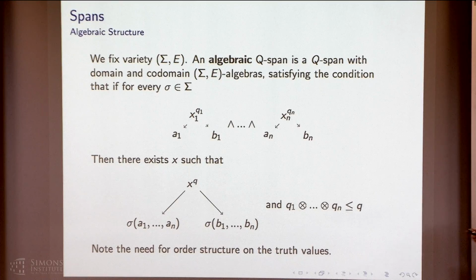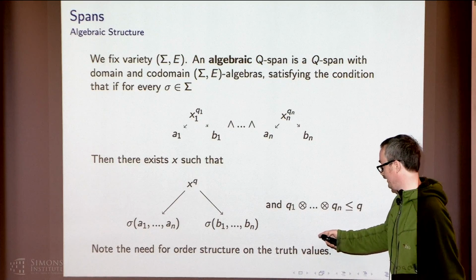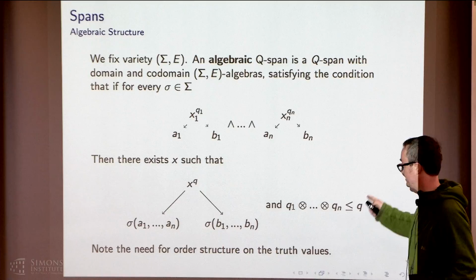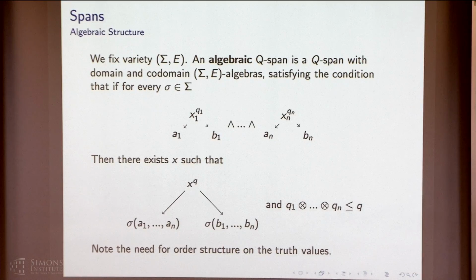Okay, so we note at this point that we also need order structure on these truth values in order to be able to write this axiom down. So we're in the setting of needing a partially ordered monoid or something along those lines at this point.